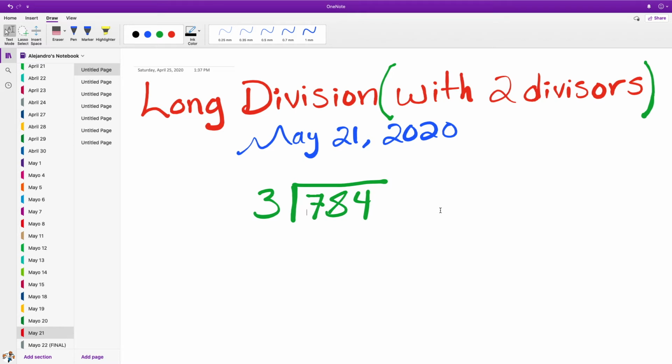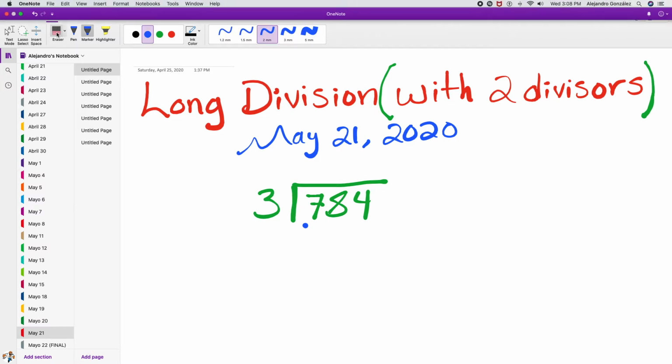So I'm here, guys, to prepare you to get ready for fifth grade. That's the main goal right now. So today again we have a lesson that is going to help you for next year. But before I show you long division with two divisors, I just want to do a quick review of what we already know how to do, right? We already know how to do this.